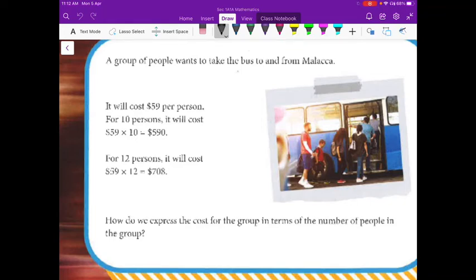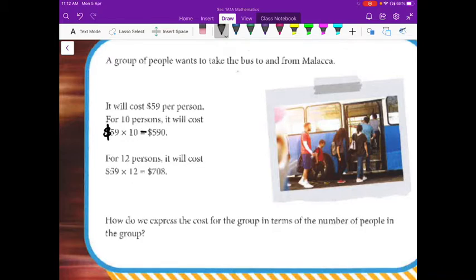Look at the story. A group of people want to take a bus to and from Malacca. It will cost $59 per person. Okay, I understand, right? There's no algebra here. It costs $59 per person to take a bus to and from Malacca. $59 for one person. For 10 people, it is going to cost $59 times 10, and we get $590.